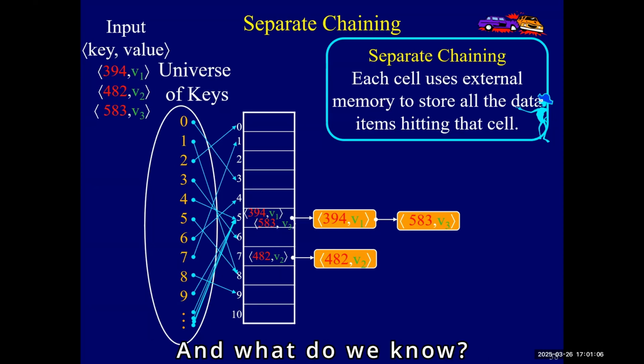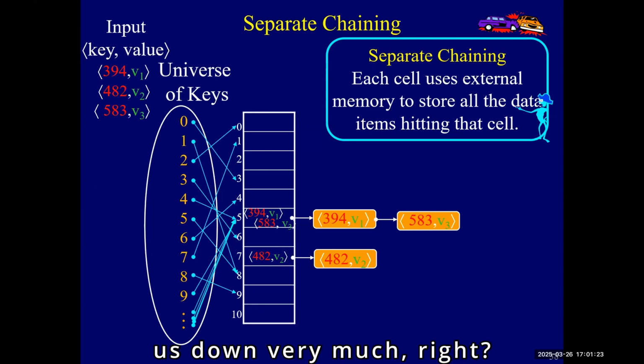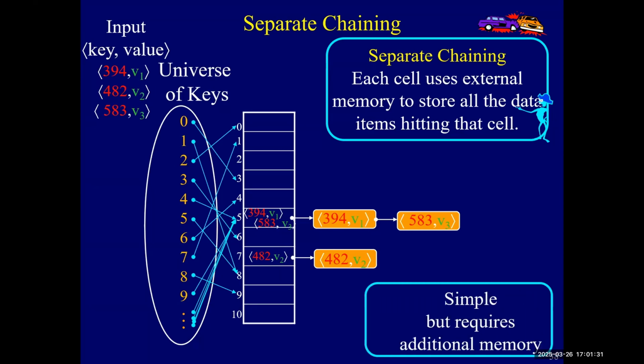And now the linked list gets bigger and bigger, right? And what do we know? We know that most cells are just going to have a small linked list, right? Constant size. A couple of them are going to have ones of length log n, but they don't come up very often, so it doesn't slow us down very much, right? Everybody good with that? So that certainly works. Simple, but it requires this extra memory.